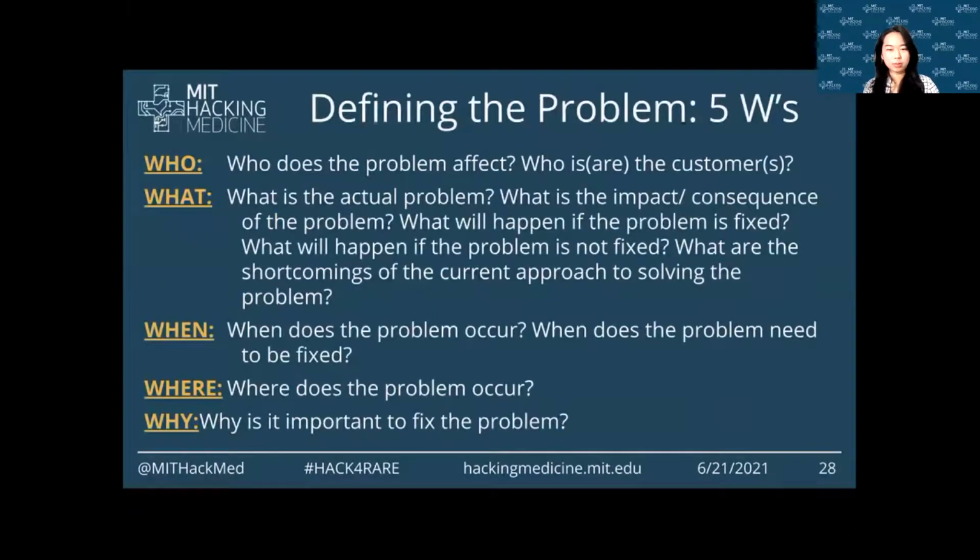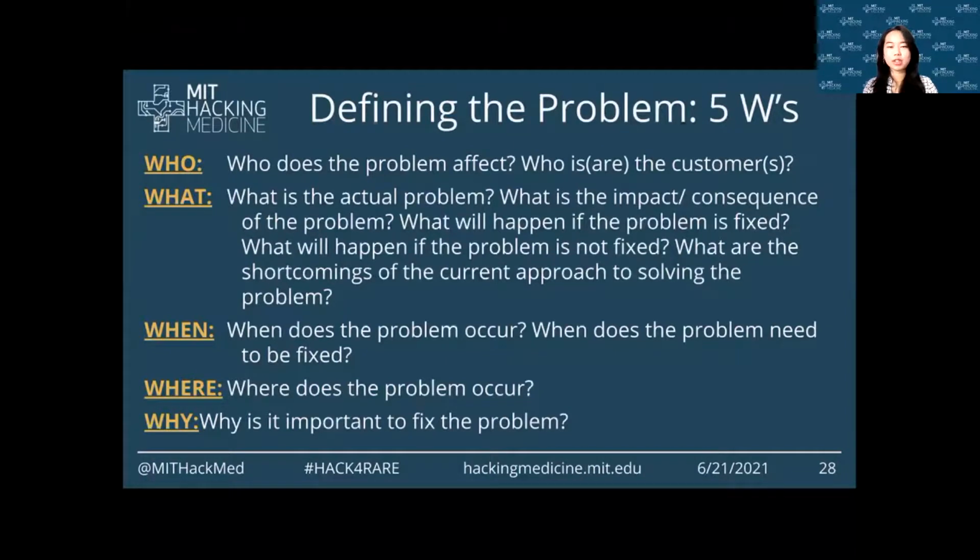When looking at your problem, break it down by asking yourself the 5 W's. Who? So who does the problem affect? Who are the customers? What? What is the actual problem? What are the impacts of that problem? What will happen if it's not fixed? And what will happen if it is fixed?